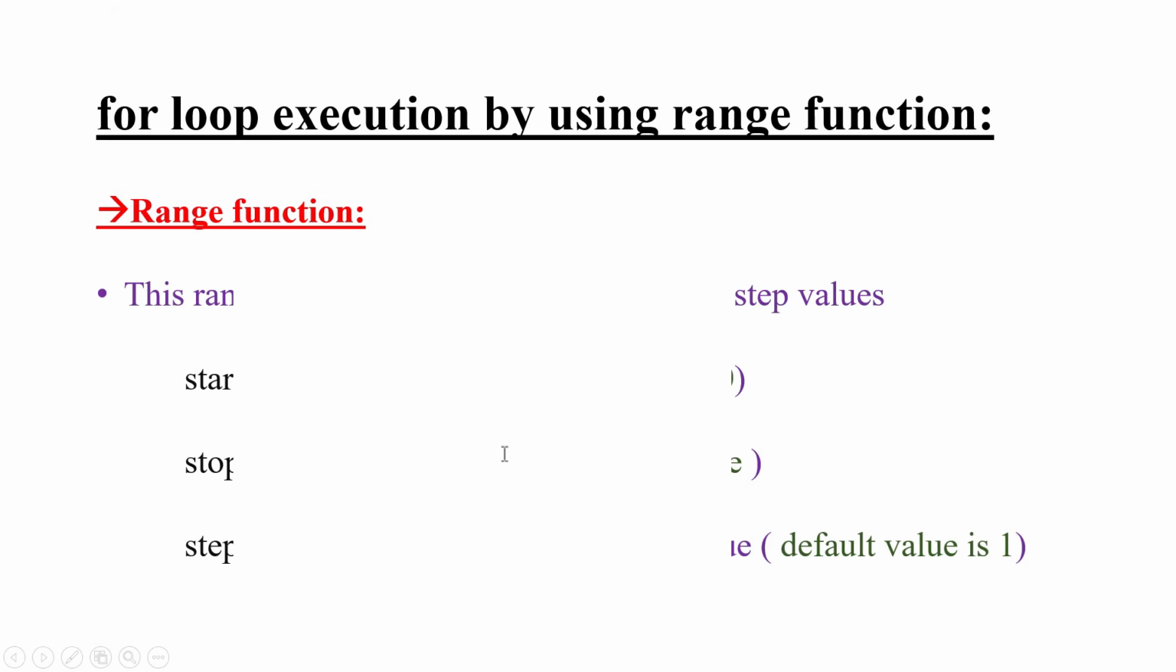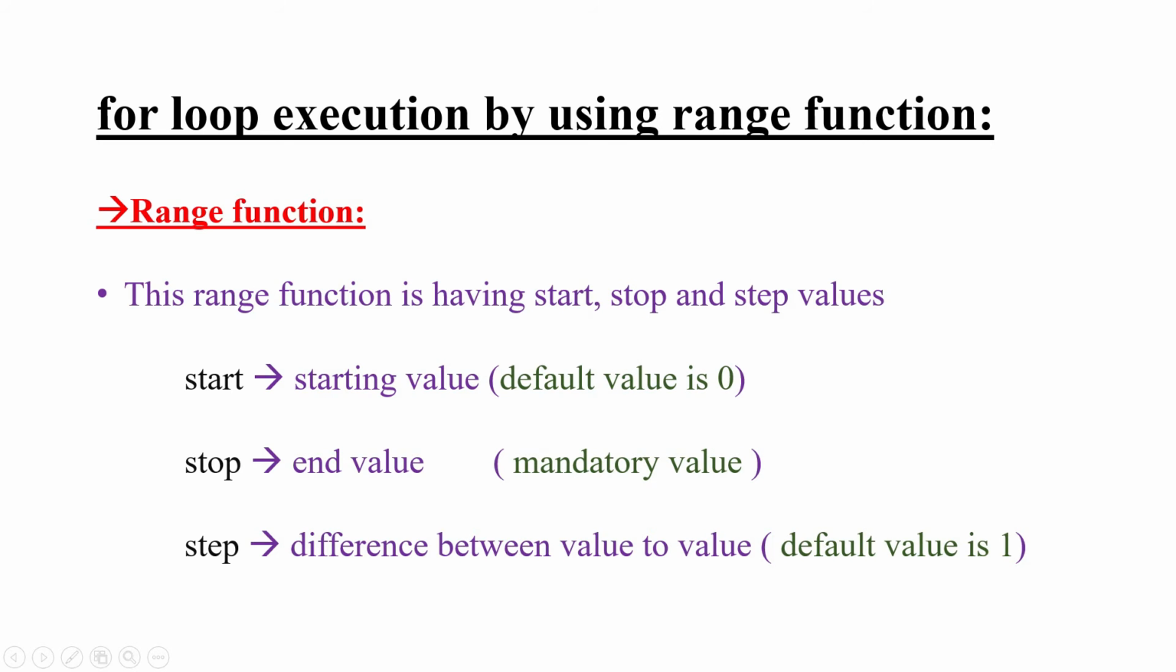Next, we will see the for loop execution by using the range function. First we will see about the range function. This range function has start, stop and step values. Start means starting value. The default value of start is 0. Next, stop. Stop means end value. This is the mandatory value. We should give this value. Next, step. Step is the difference from value to value. The default value for step is 1.